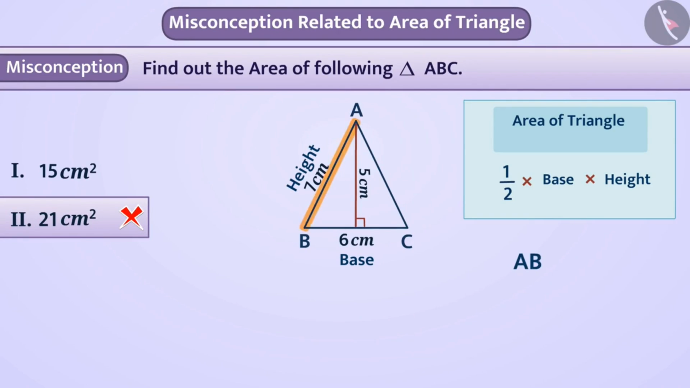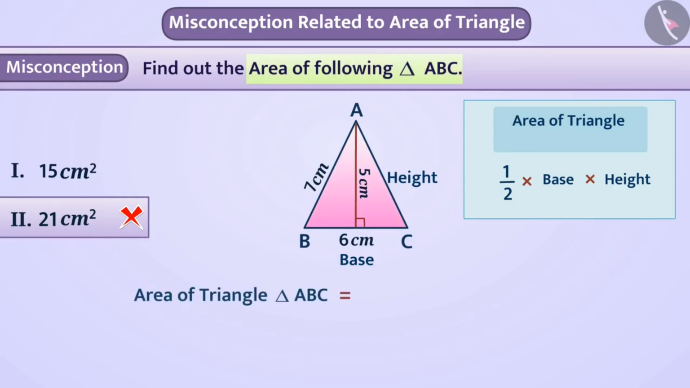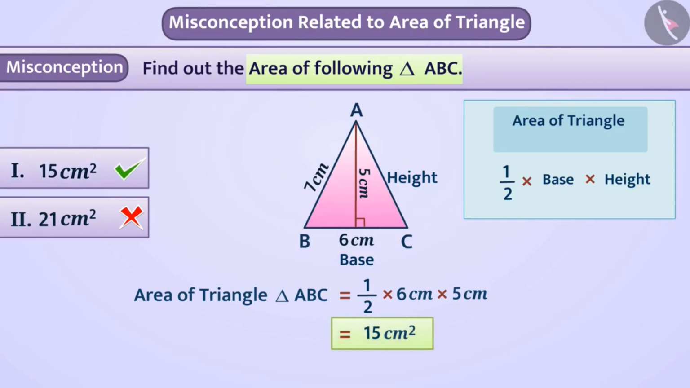Here, side AB is not perpendicular on base BC. Therefore, we cannot consider it as height. The height of the triangle is perpendicular distance from the opposite vertex of base. Here it is given that perpendicular distance from vertex A to base BC is 5 cm. So we can take the height of triangle as 5 cm. Therefore, the area of triangle ABC is half multiplied by 6 cm multiplied by 5 cm is equal to 15 square centimeter. That is, option 1 is the right answer.